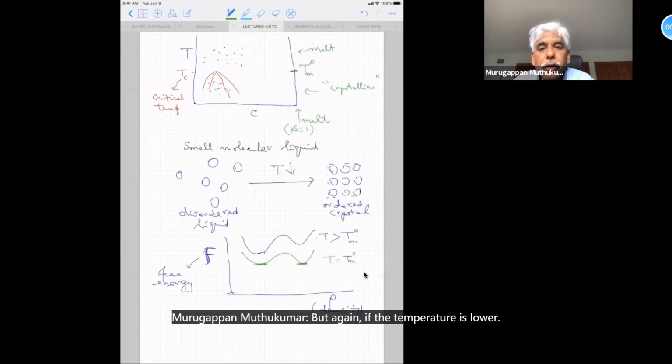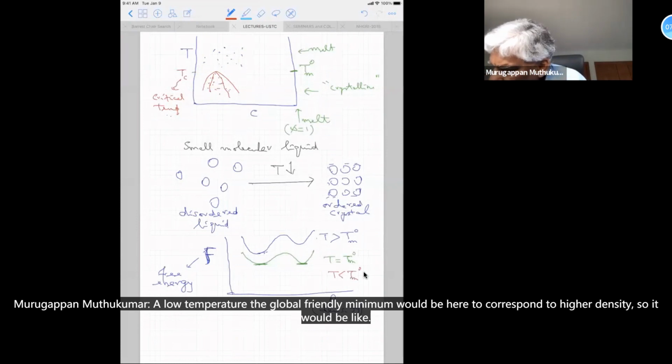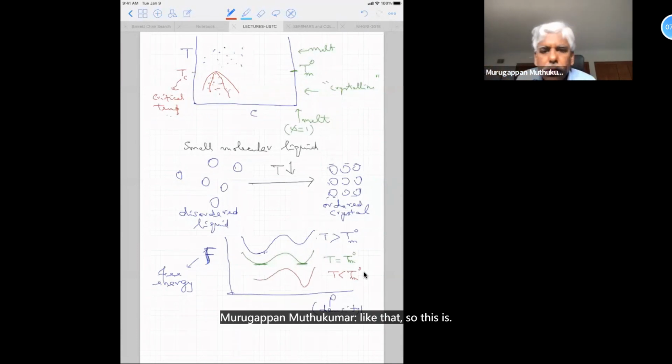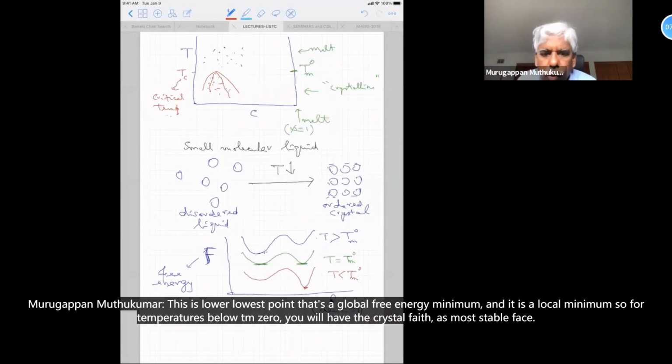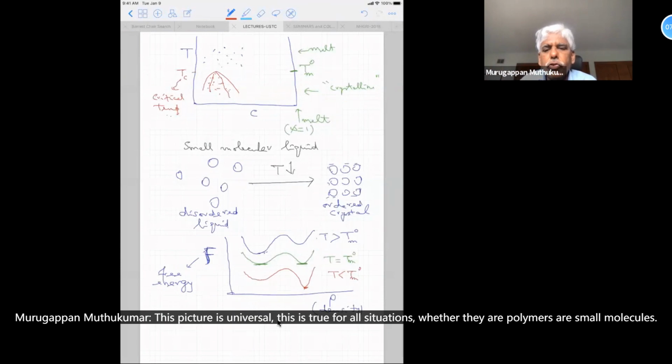But again, if the temperature is lower than Tm, a low temperature, the global free energy minimum would be here. This will correspond to higher density. So it would be like that. So this is the lowest point. That's a global free energy minimum, and this is a local minimum. So for temperatures below Tm0, you'll have the crystal phase as the most stable phase. This picture is universal. This is true for all situations, whether they are polymers or small molecules.